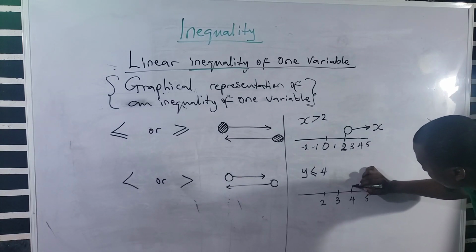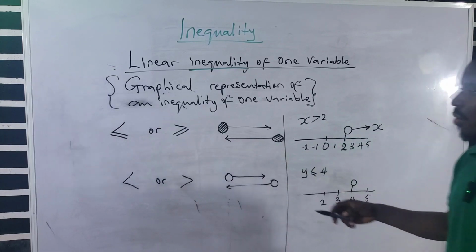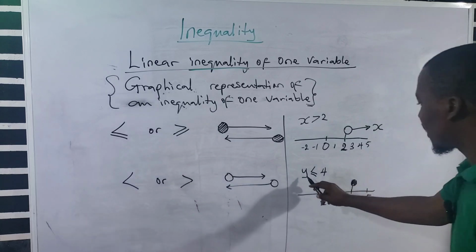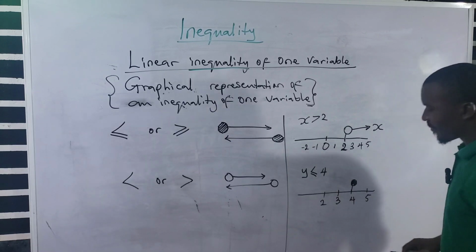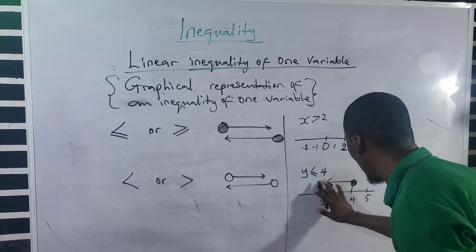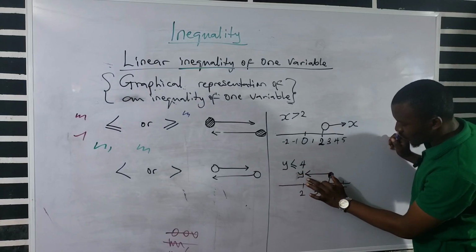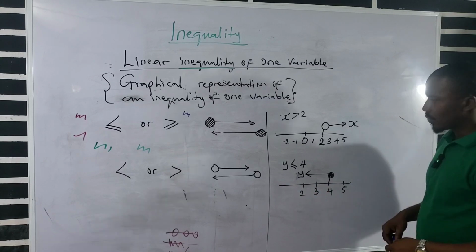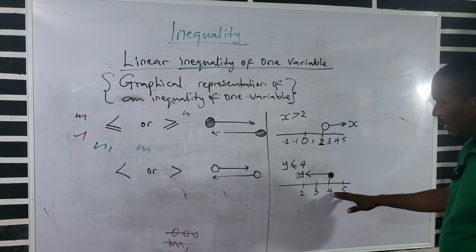So from here, I will get my circle. It is shaded for less than or equal to, or greater than or equal to. So I have to shade that. Now, y is less than 4, and this set of numbers are less than 4, so my y will be on this part. You see that this y is facing the part that are less than 4, so that's how we can represent that particular inequality in a graph.